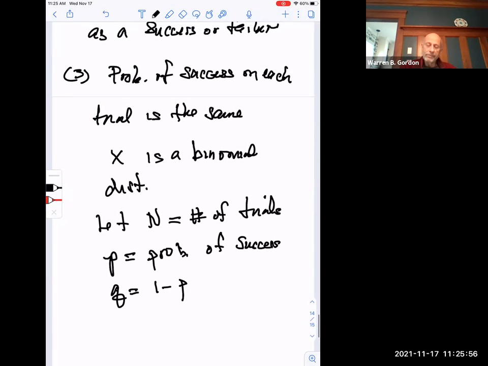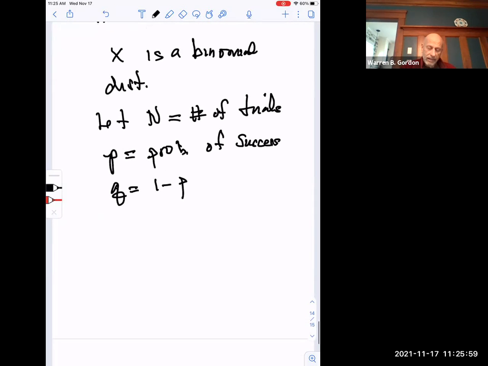So here's a typical problem we want to solve. What's the probability that there are K successes? That's a typical problem. Or what's the probability that there are at least K successes, or at most K successes? So for the binomial distribution, we want to develop a simple result, but let me introduce some notation.